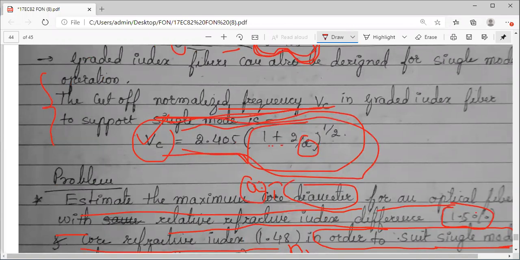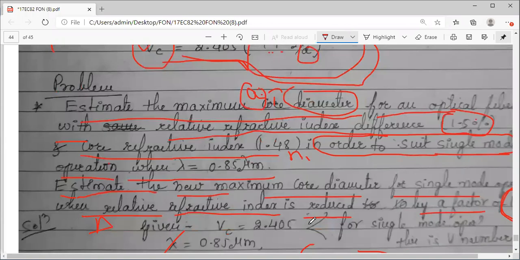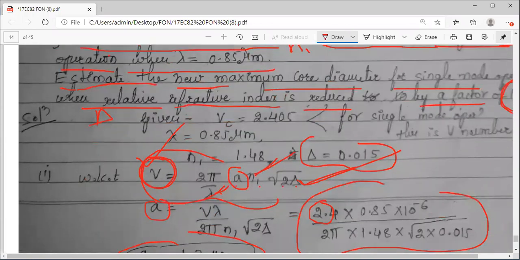Okay, we have solved a few problems also. In the next class, in the next session, we are going to cover the cutoff wavelength and the remaining topics.